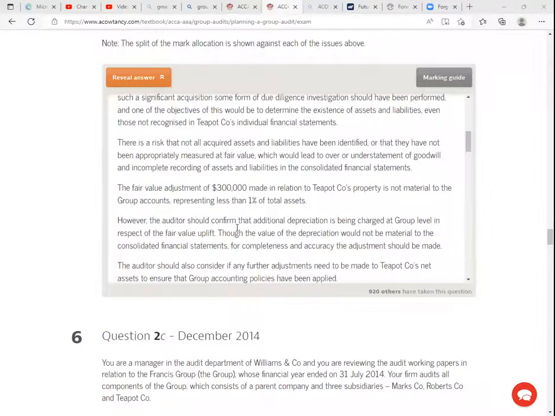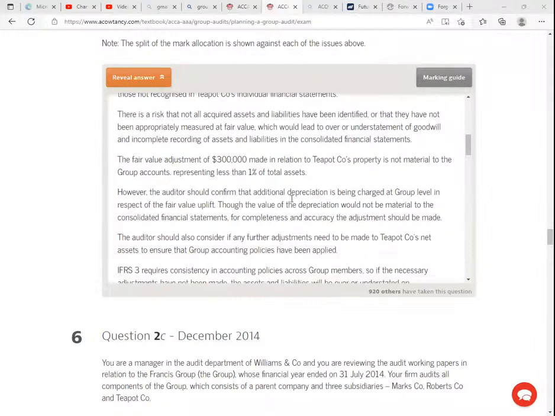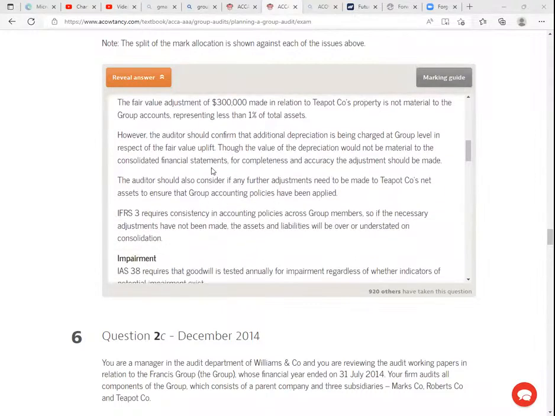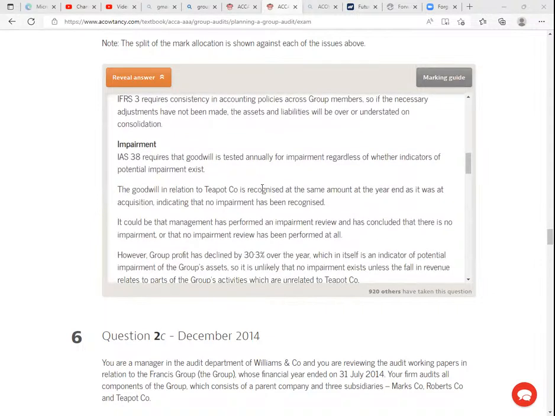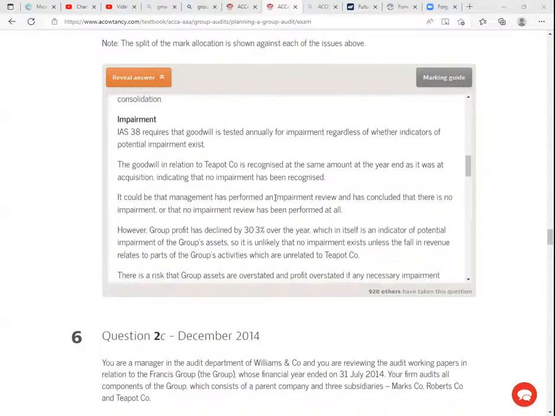So we are told here, however, the auditor should confirm that additional depreciation is being charged at group level. The auditor should also consider if any further adjustments need to be made to Teapot Company's net assets to ensure that group accounting policies have been applied. Now look at the impairment. IAS 38 requires that goodwill is tested annually for impairment, regardless of whether indicators of potential impairment exist. The goodwill in relation to Teapot Company is recognized at the same amount at the year end as it was at acquisition, indicating that no impairment has been recognized.